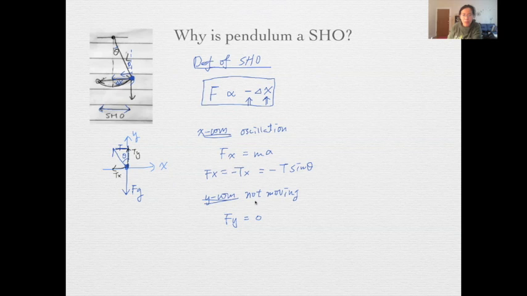Now let's come back to look at the y component. The net force in the y component is 0, which means Ty and the gravitational force cancel out.